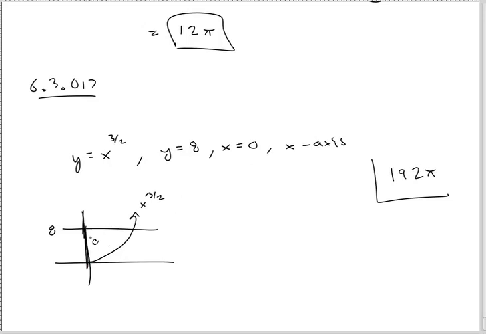And x equals 0. And so this stuff here, and they say go about the x-axis. I'm telling you straight up, this is disk method. That's right. We got a top, we got a bottom, and we're going from something to something.